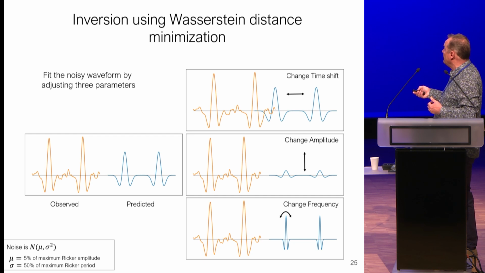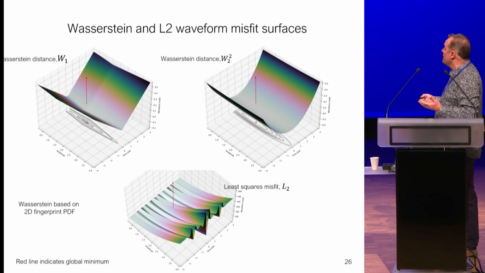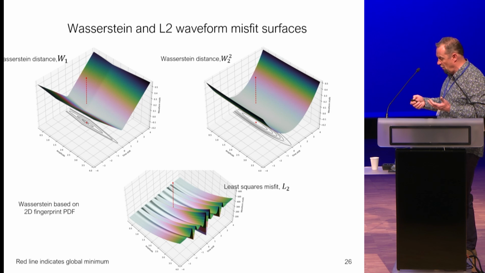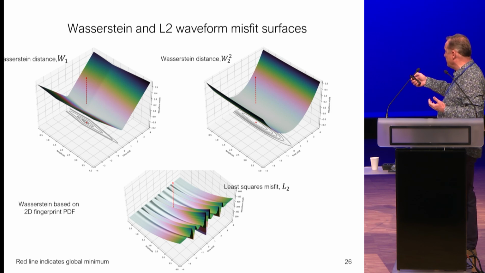There we go. So here are the misfit surfaces of the L2 norm at the bottom as a function of time shift and amplitude.